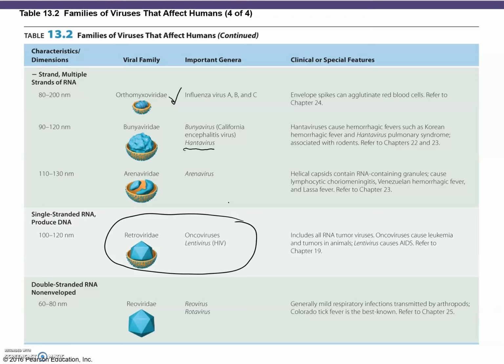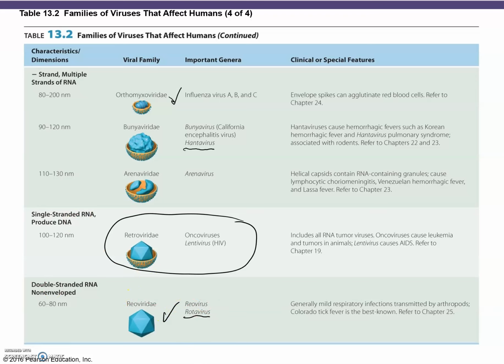And then Reoviridae, the rotaviruses, we do have them in a pathogen group. They are mostly gastrointestinal, a stomach flu type of one-day nuisance kind of virus. So we do need to check these ones off.